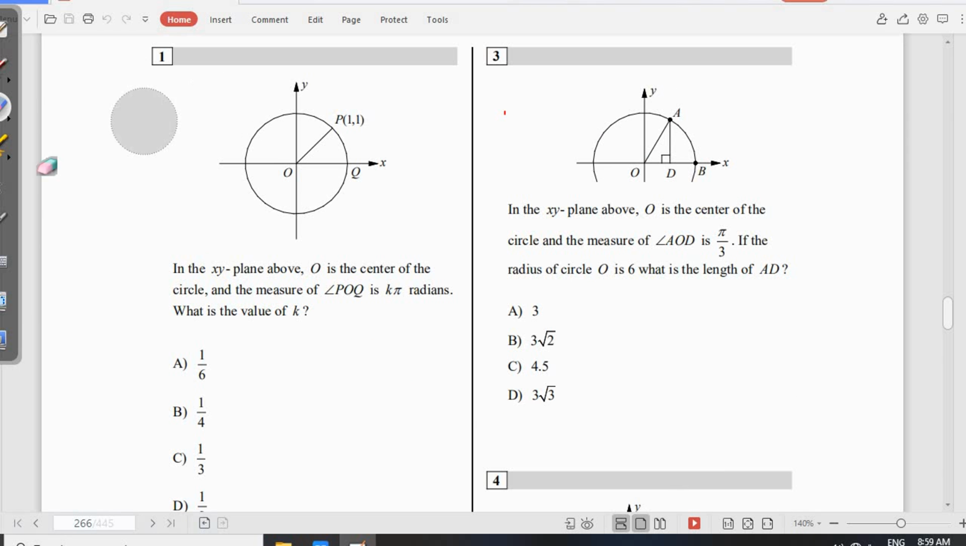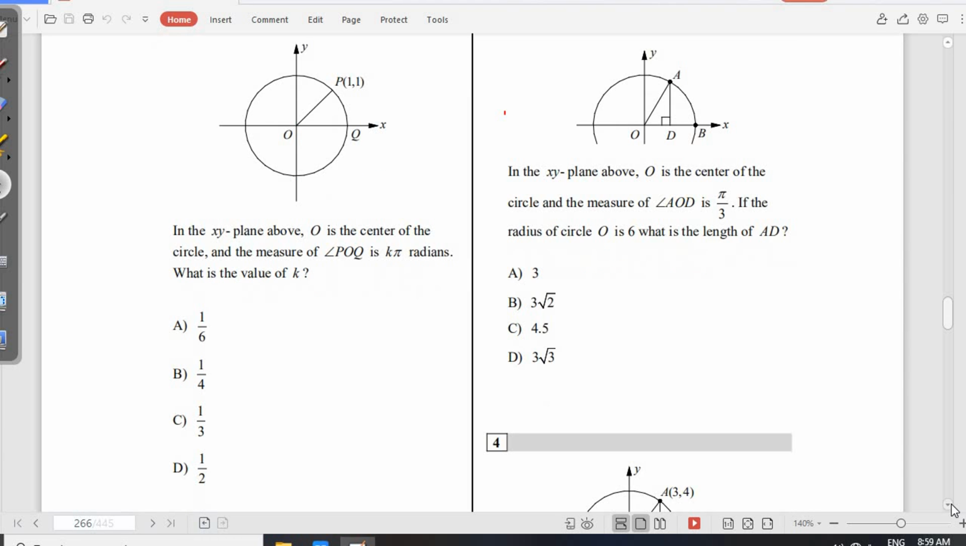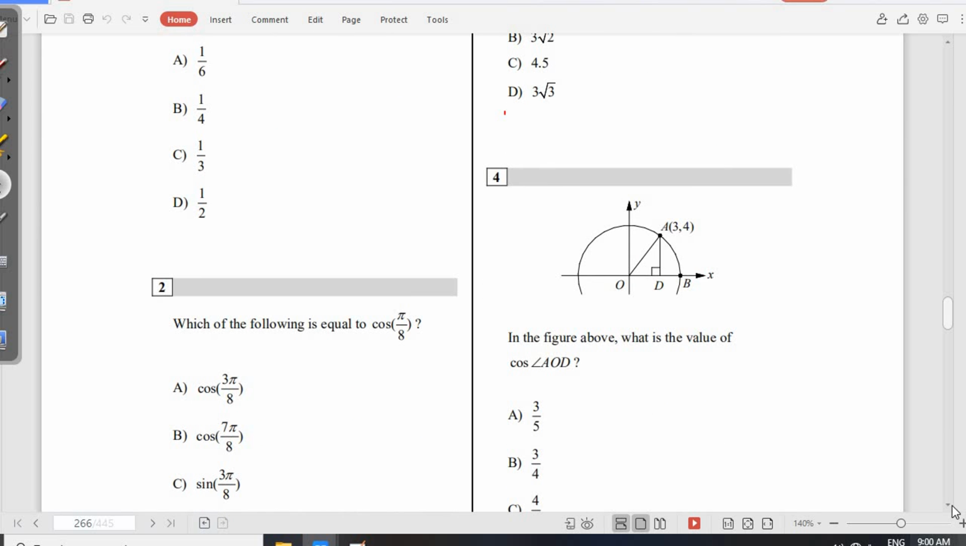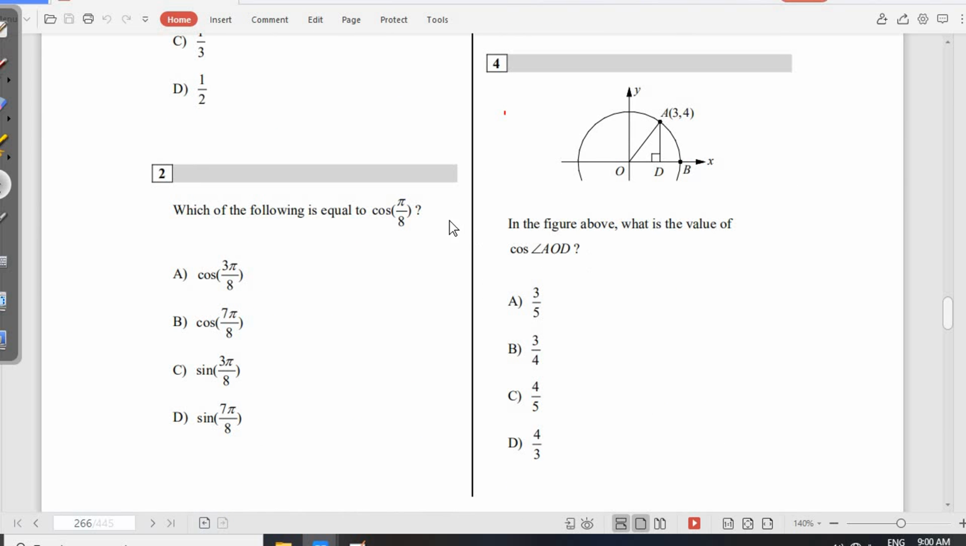Alright, let's go forward and solve the last one, number 4. They're saying in the figure below, what is the value of cos angle AOD? You see, this point is 3,4. It's not up to that exact position, but this point is 3,4. So you have 4 here, the position of 4 here, and you have the position 3. So OD is actually 3. Then the height from A to D is 4.